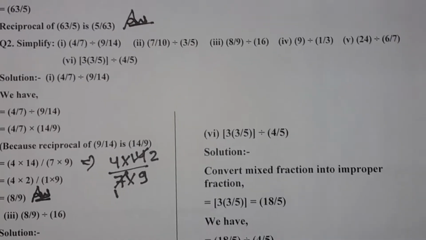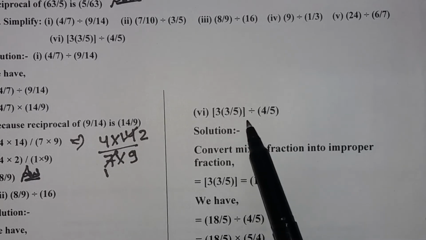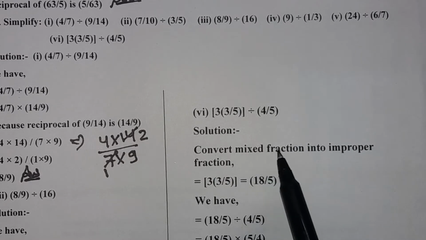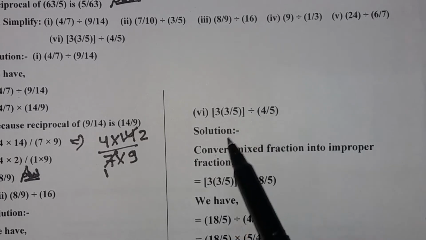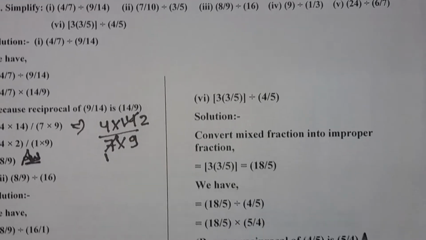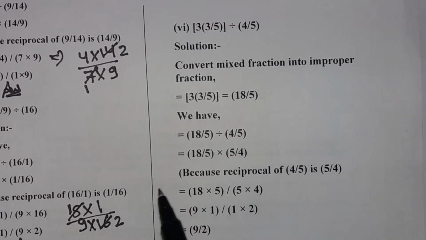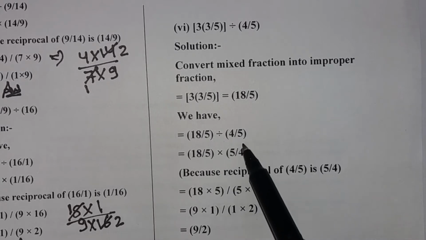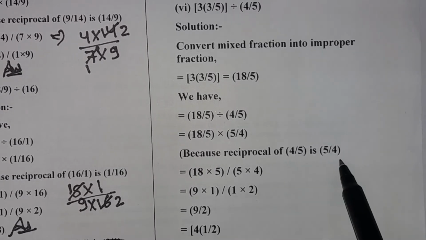After this, see the sixth part. Here we are given 3 whole 3 upon 5 divided by 4 upon 5. In the solution, first of all, convert the mixed fraction into an improper fraction. So 3 whole 3 upon 5 can be written as 5 into 3 will be 15, 15 plus 3 it will be 18 upon 5. So here we can write 18 upon 5 divided by 4 upon 5. By converting this division sign into a multiplication sign, 4 upon 5 will become 5 upon 4. As we know, the reciprocal of 4 upon 5 is 5 upon 4.